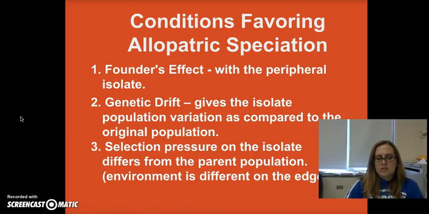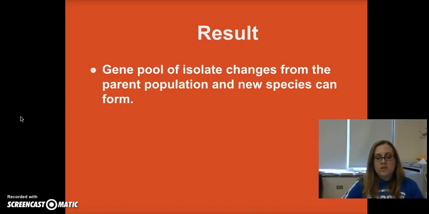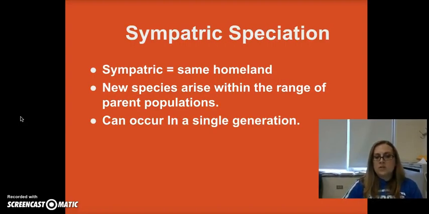The environment is different on the edges of a habitat. If you're looking at a forest, the edge of the forest is going to have a slightly different environment. You get more sun towards the edge, you might be exposed to more predators. And so essentially you're just getting slightly different selection pressures. The result here is that the gene pool of the isolate population changes from the parent population, and that allows the new species to form. All right, so changes in the gene pool, or changes in allele frequency, in this new isolated population is going to be what causes that new species to form.